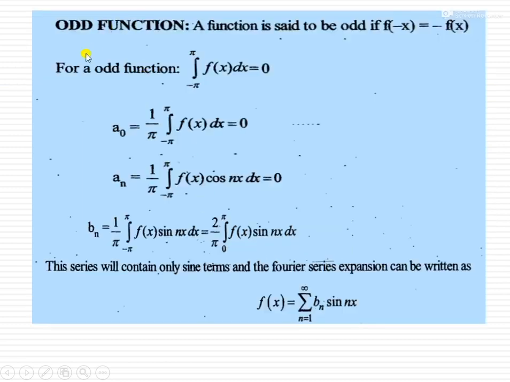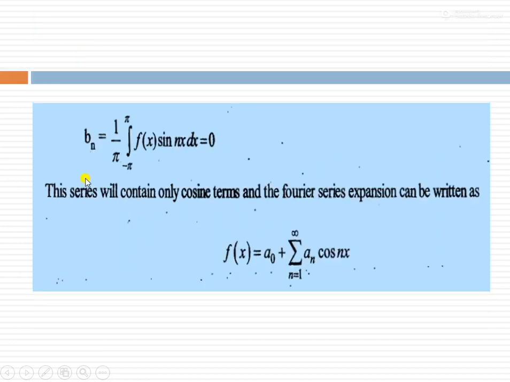And in the case of an odd function, this series will contain only sine terms, and the Fourier series expansion can be written as f(x) = Σ from n=1 to infinity of bn sin nx. In the case of an odd function, we get a0 equal to 0 and an equal to 0, and in the case of an even function, we get that bn equal to 0.